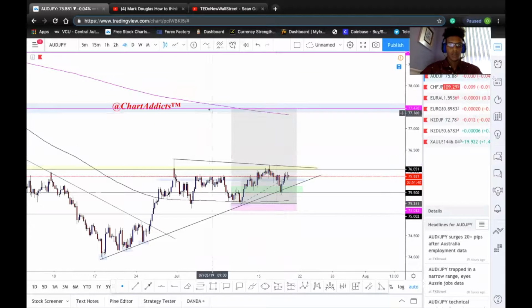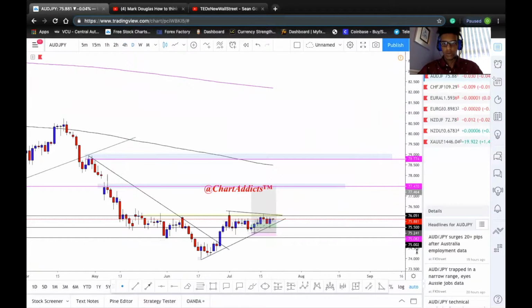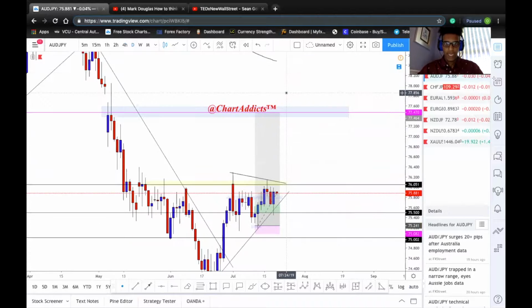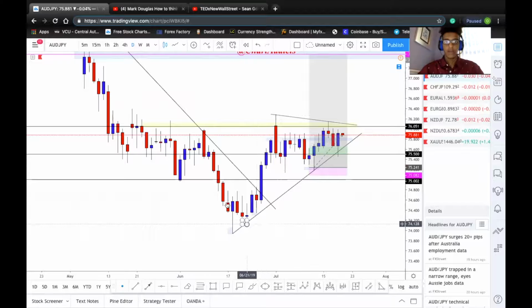All right, if you guys recall, we did have an initial analysis on this setup. Essentially we had, again, this daily inverted head and shoulders.